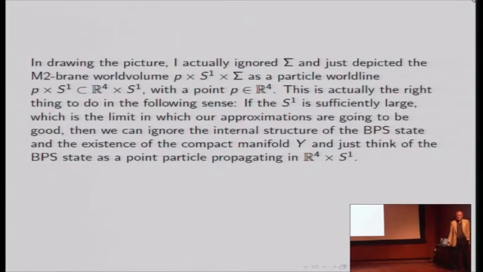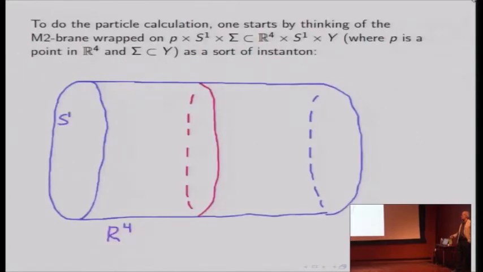We're measuring the effective action in R4 at low energies. We don't have the capabilities of resolving the details of Y or the internal structure of the BPS state. So it will be sufficient to just say that there's a BPS particle that propagated around a circle and that we'll interpret as determining an instanton in R4.